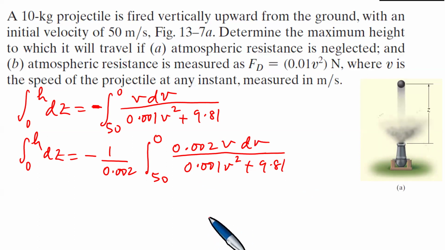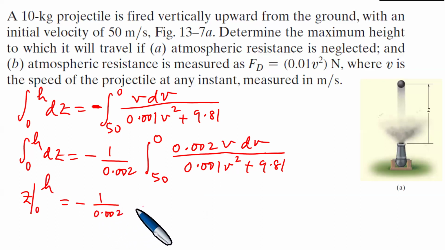So now what is happening here is exactly this. If you find the derivative of this, the derivative of V squared is 2V times this. So we have exactly that. And as a consequence, what we're able to achieve is straight integration. So the integral of dz becomes z, integrated from 0 to h, equals minus 1 over 0.002. The integral of this becomes a natural log.